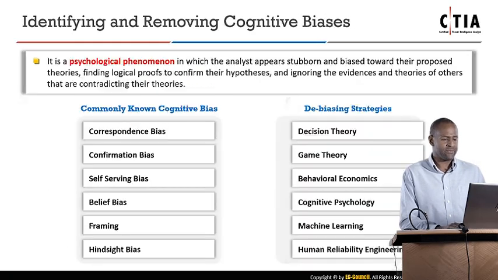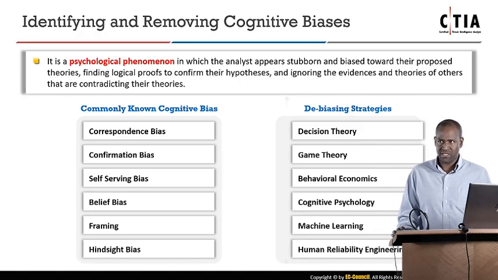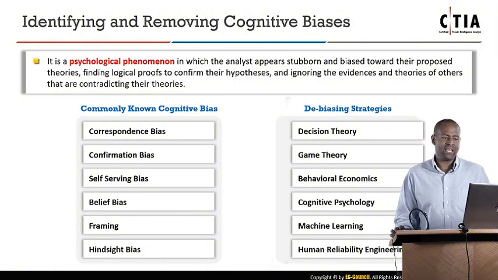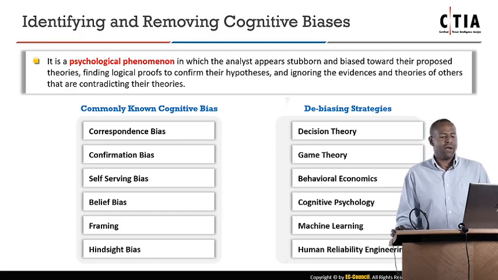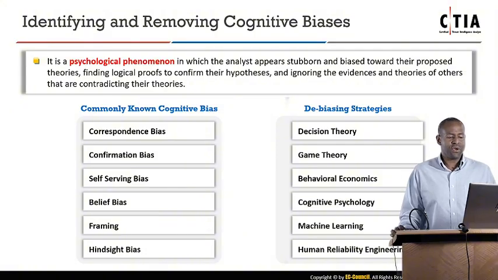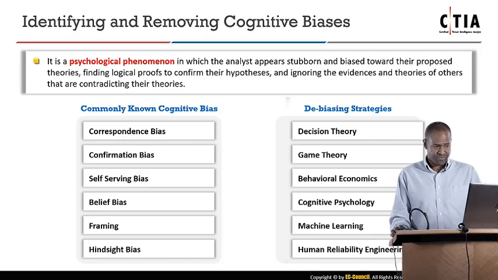We're focusing on that. We also have not only logical fallacies to contend with, but we also have cognitive biases to contend with. What's a cognitive bias? Well, it is a psychological phenomenon in which an analyst, or actually any one of us, any human, appears stubborn and biased towards their proposed theories, finding logical proofs to confirm their hypothesis and ignoring the evidence and theories of others that are contradicting their theories.